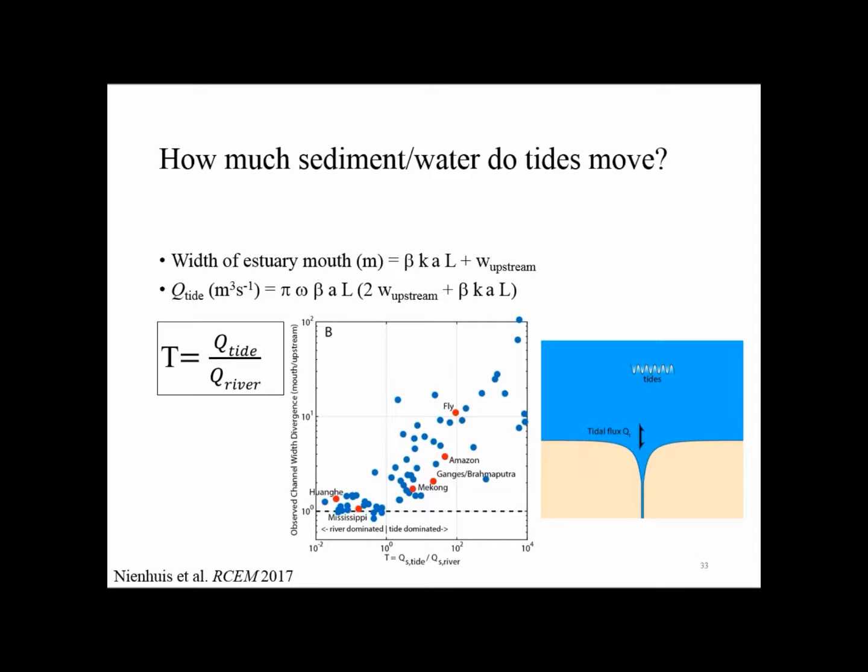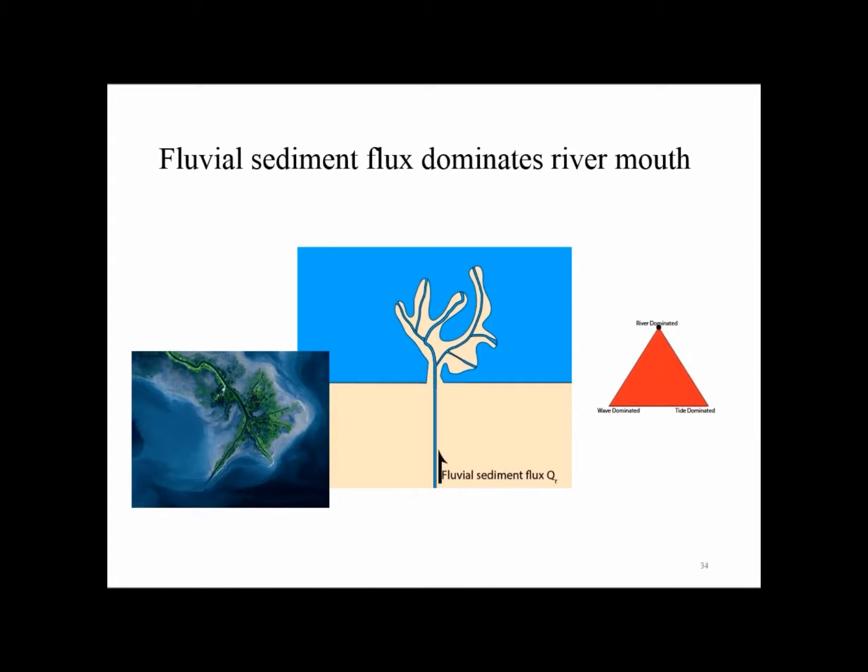And we see indeed that the width of the channel doesn't really change as you go downstream. However, if you have a T much greater than 1, you're tide dominated, and all those tides make the river mouth a lot wider. And you see that indeed for these deltas, we find a lot of width divergence. So these rivers actually do become a lot wider going downstream. And then at the other end of the spectrum, we don't have waves and we don't have tides. And in that case, the fluvial sediment flux by the river dominates the morphology we see.